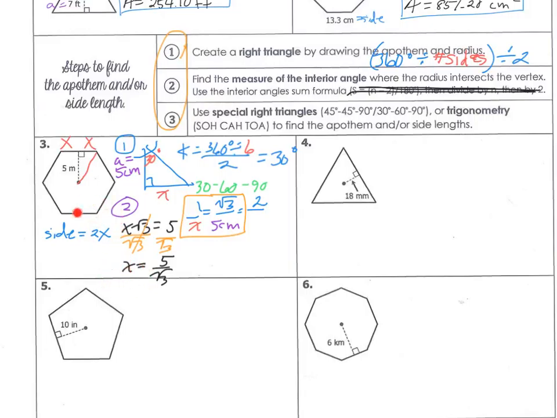I don't want x. I want 2x because this distance here is 5 rad 3. This distance here is also 5 rad 3. I want 2x, which means I have to multiply this by 2. So my 2x is actually equal to 10 over radical 3. So this is my side, and this is my apothem. Now I'm ready to apply the formula.